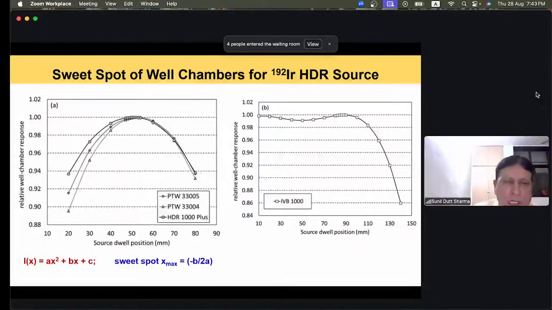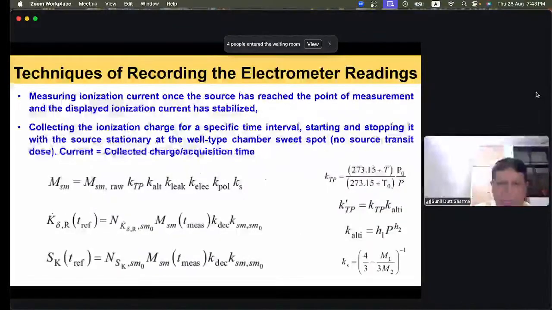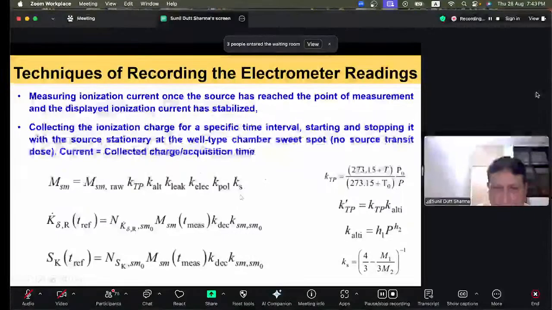Once you have decided on the dwell position, you can repeat the measurement and note down the meter reading. After the meter reading, also record the temperature and pressure, then the leakage from the remote afterloading brachytherapy unit. If the electrometer is calibrated separately, then the electrometer calibration factor, and the polarity correction factor. If you are using the same polarity, then it is 1. But if you are using a different polarity from what is used by the standard lab, then it should have some value. And then the recombination correction or saturation correction factor.